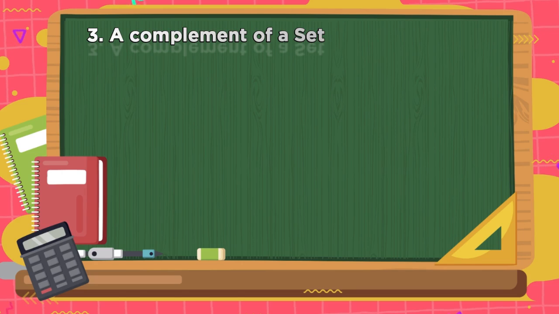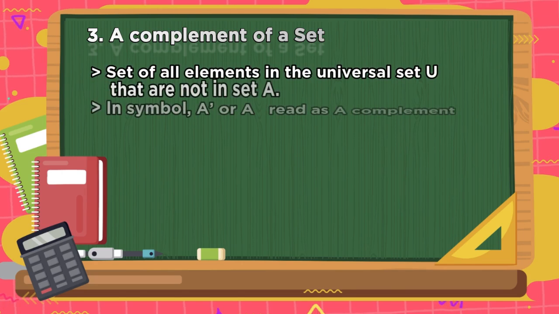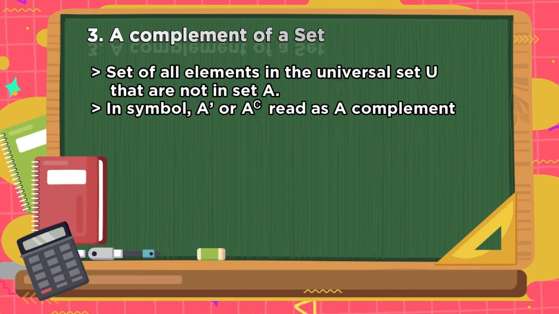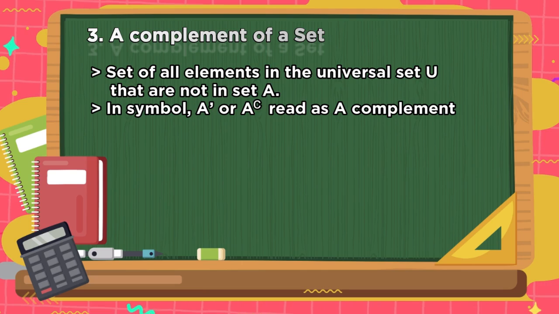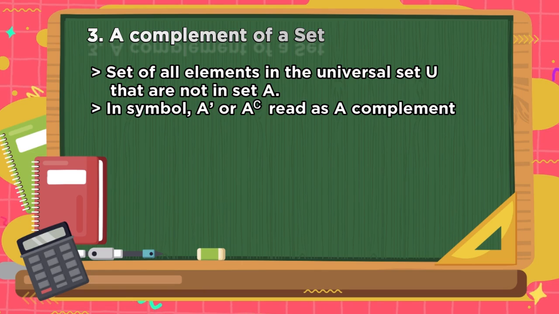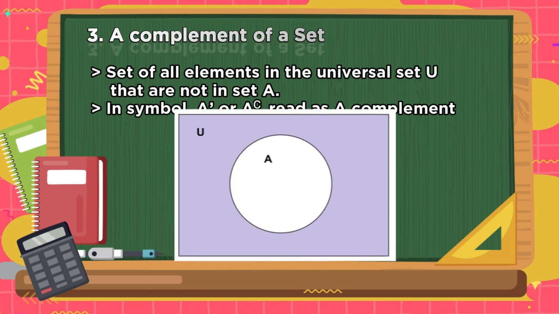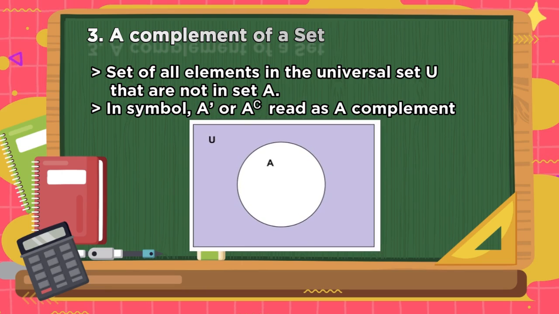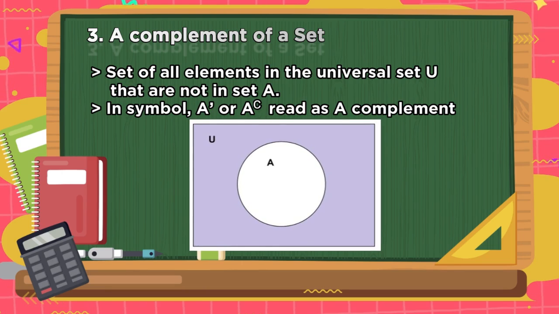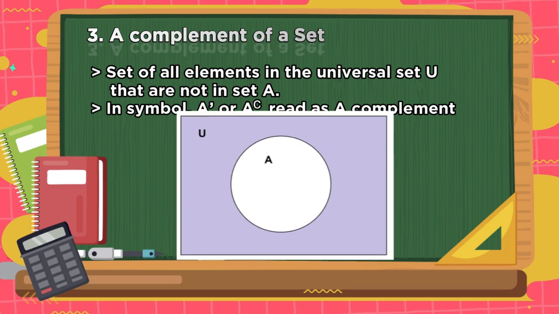What is a complement of a set? A complement of a set is a set of all elements in the universal set that are not in set A. In set notation, we have A' or A to the power of C, read as A complement. As you can see in the Venn diagram, the violet shaded region is the complement of set A. So, ang complement naman, class, is yun yung mga elements na makikita mo sa universal set na wala sa set A.